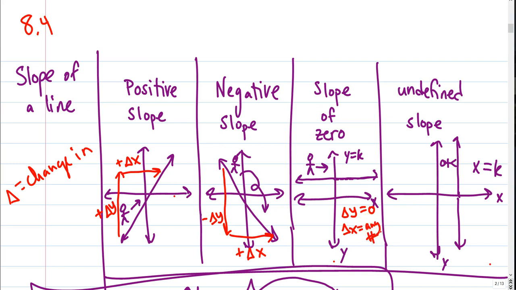And why does this make sense again algebraically? Well, since slope is rise over run, the change in y over the change in x, if I do 0 divided by any number, that will be a slope of 0.